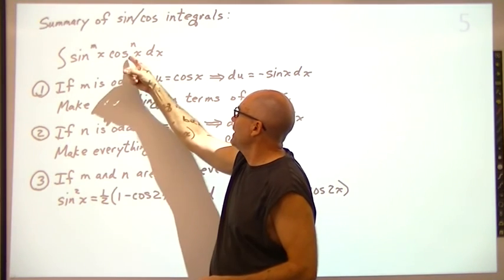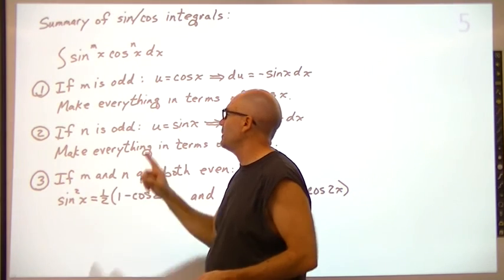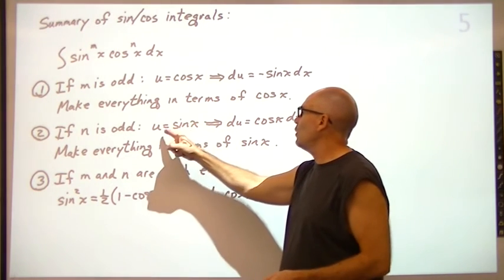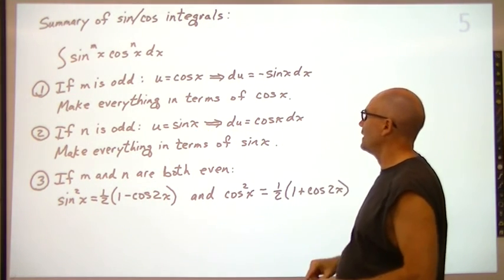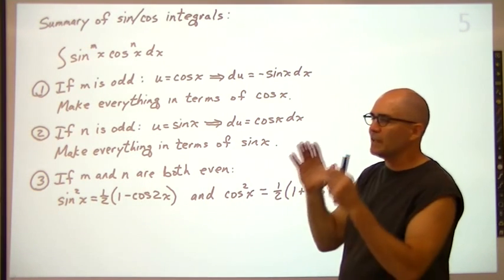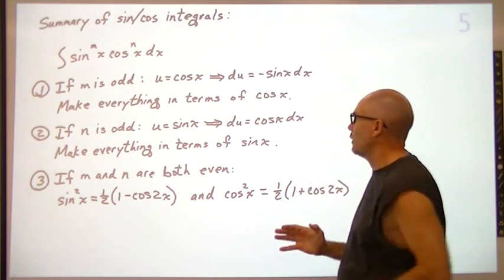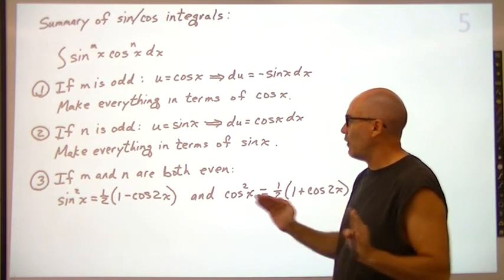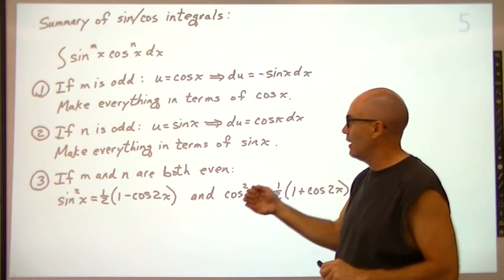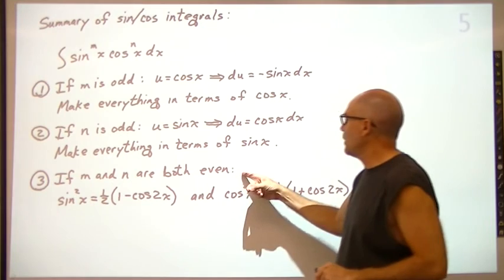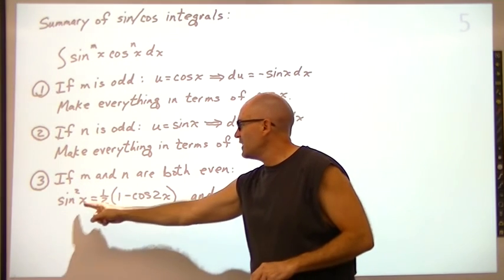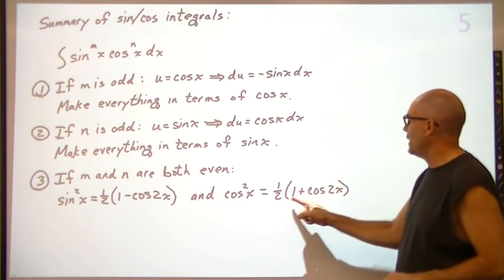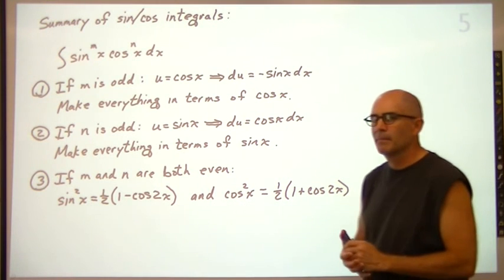Now, if n is odd, which means the exponent of cosine is odd, well, then I'm going to squirrel away a cosine x dx, which means u will be sine x, so du is cosine x dx. Make everything in terms of sine x. That means cosine squared will be 1 minus sine squared, and u will be all the sines. Now, what if we don't have either sine or cosine odd? Sine and cosine are both even. Well, now we need our sine squared equals 1/2 times 1 minus cosine 2x, and cosine squared equals 1/2 times 1 plus cosine 2x. That's it.